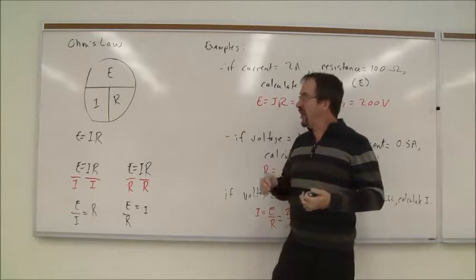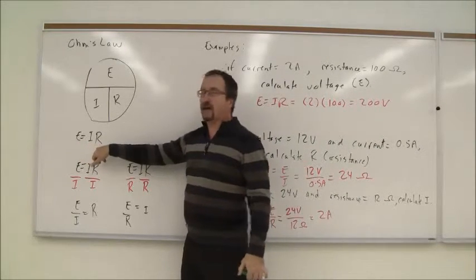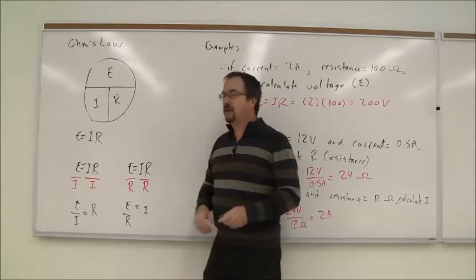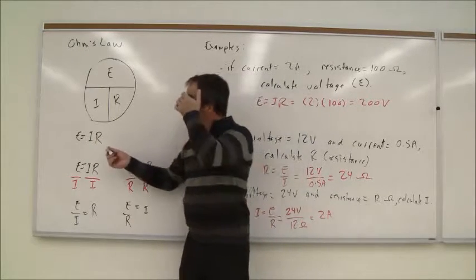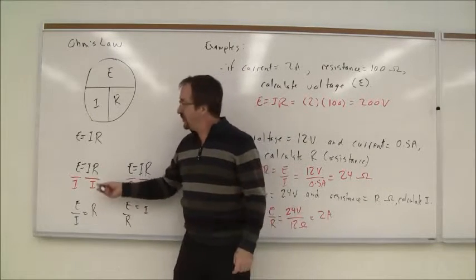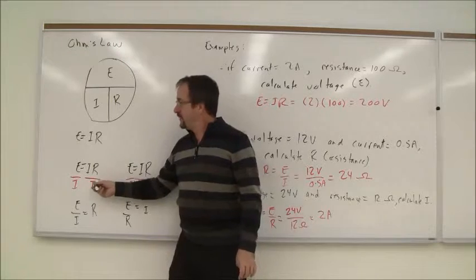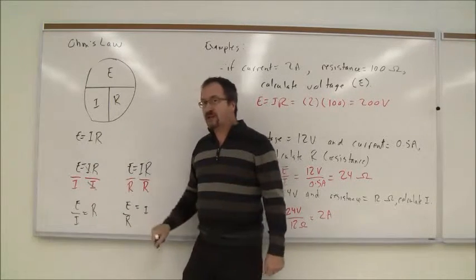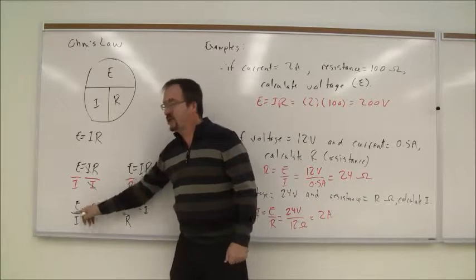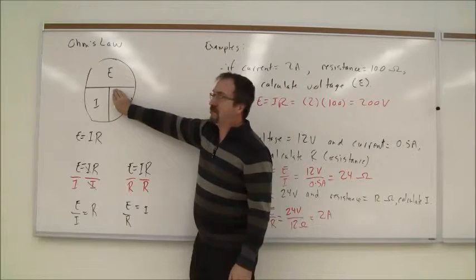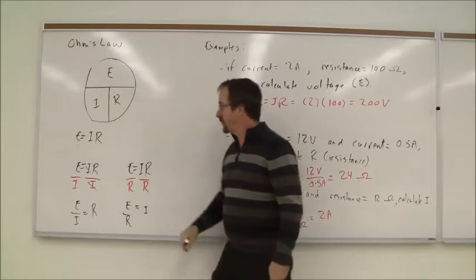From an algebraic perspective, E equals IR is the basic equation for Ohm's law. To manipulate that, if I wanted to find out what R or I was, I can start with E equals IR. If I divide both sides by I, those I's will cancel, and that leaves me with R equals E over I. Same thing as the chart.